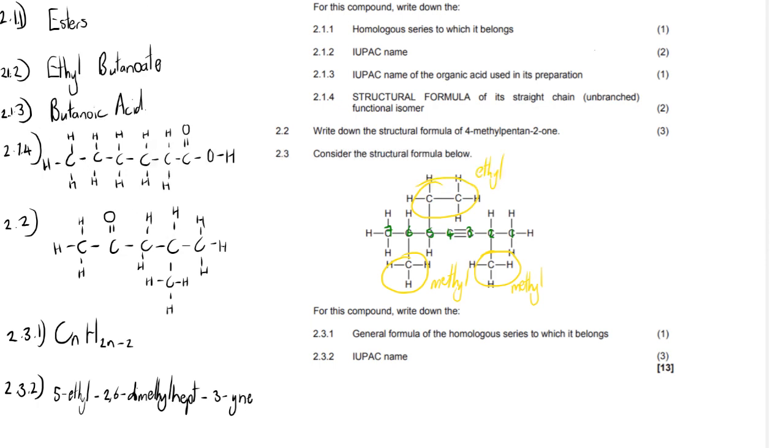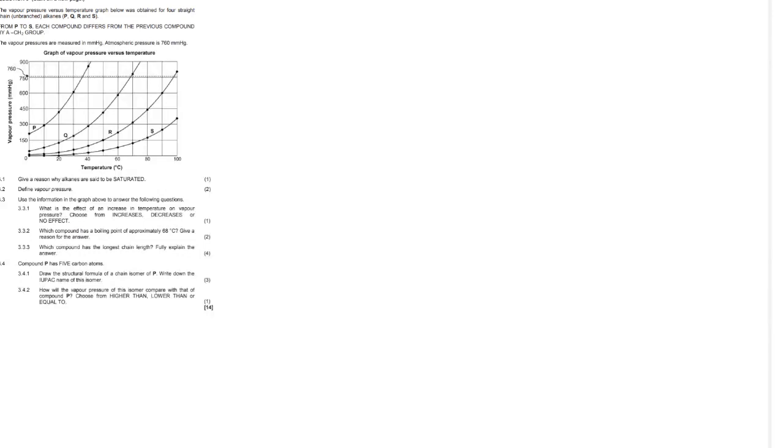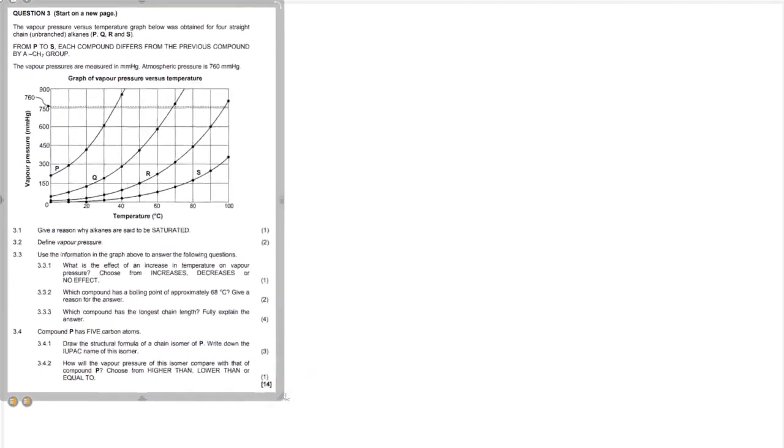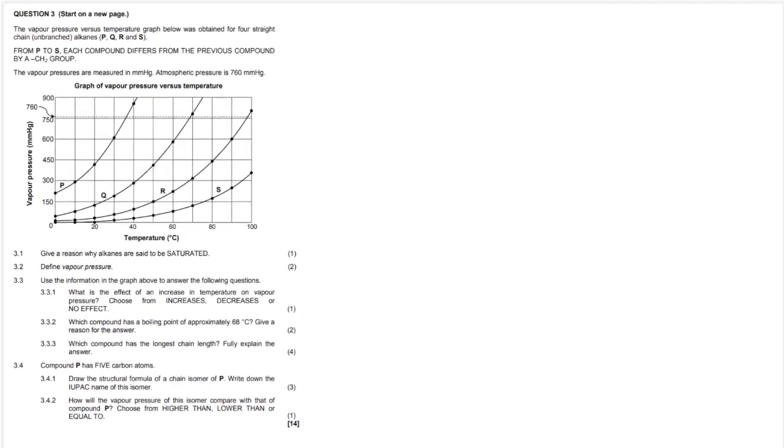Okay, let's continue on in organic chemistry. This is again still from 2017's paper 2. Now we're moving on to question 3, vapor pressure of organic substances. And so now we're going to be looking at physical properties of organic substances. That is the topic of this question.